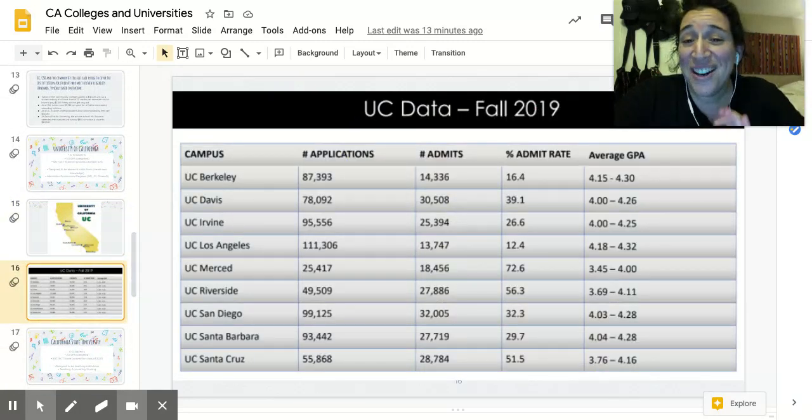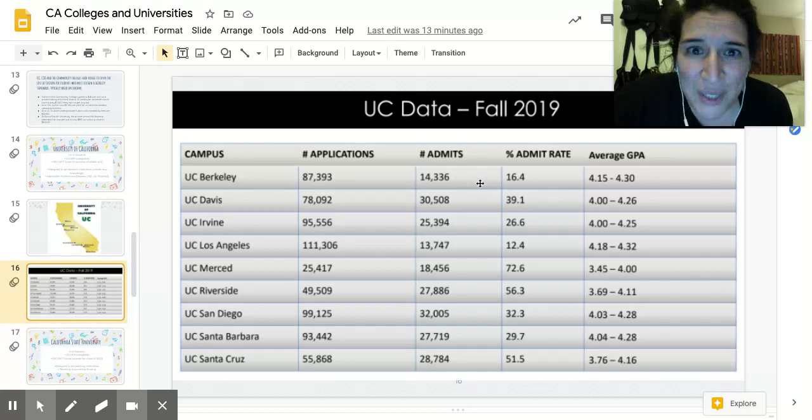Now, for those UCs, they all have different competitive levels. Remember, I told you Berkeley was the first one, made in the 1860s or something. Whatever, you can Google it. Today, they get more than 87,000 applications per year. They admit 14,000 students a year.